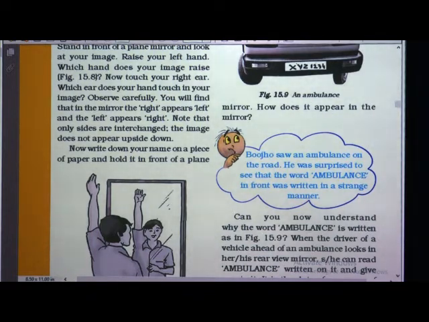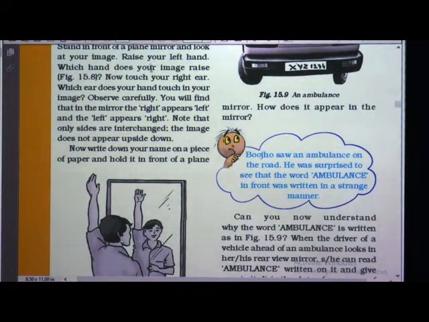So, when he raises his left hand, you are looking into the mirror and that boy is looking at you, isn't it? So, when you see the image which is formed in a plane mirror, which ear does your hand touch in your image? Which hand does your image raise?